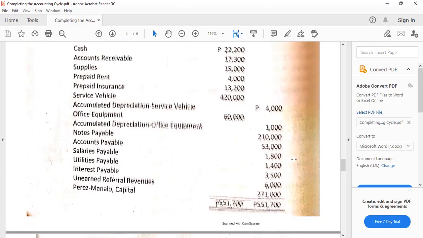All right, so that's it for preparing the post-closing trial balance. Quite an easy step.